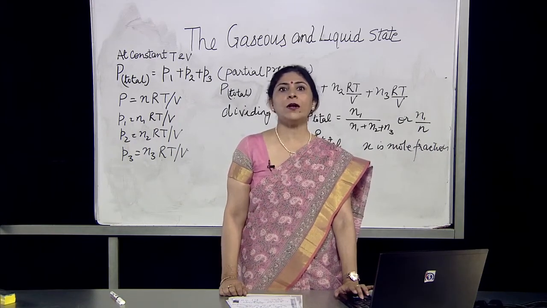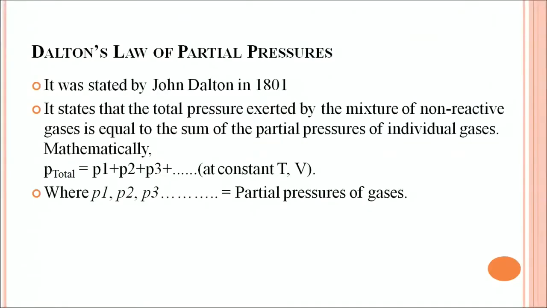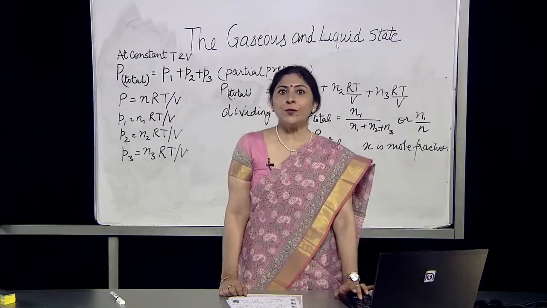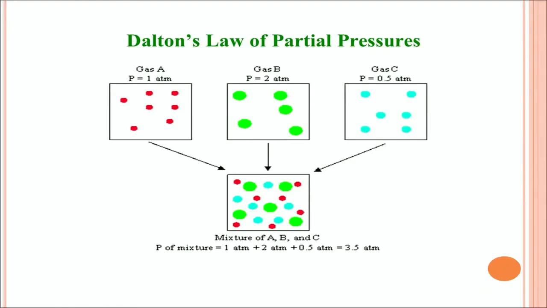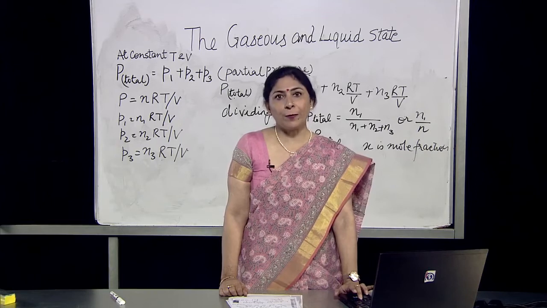Now let us start with Dalton's law of partial pressure. It was stated by John Dalton in 1801. It states that the total pressure exerted by a mixture of non-reactive gases is equal to the sum of the partial pressures of the individual gases. So, we can see here that if we have three different gases A, B and C, they have their own pressure. This is known as partial pressure, and when we combine them, we get a total pressure.